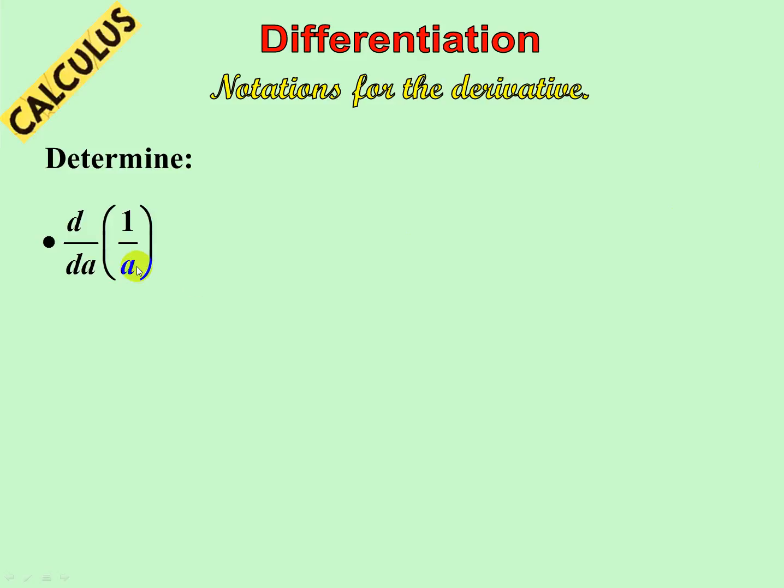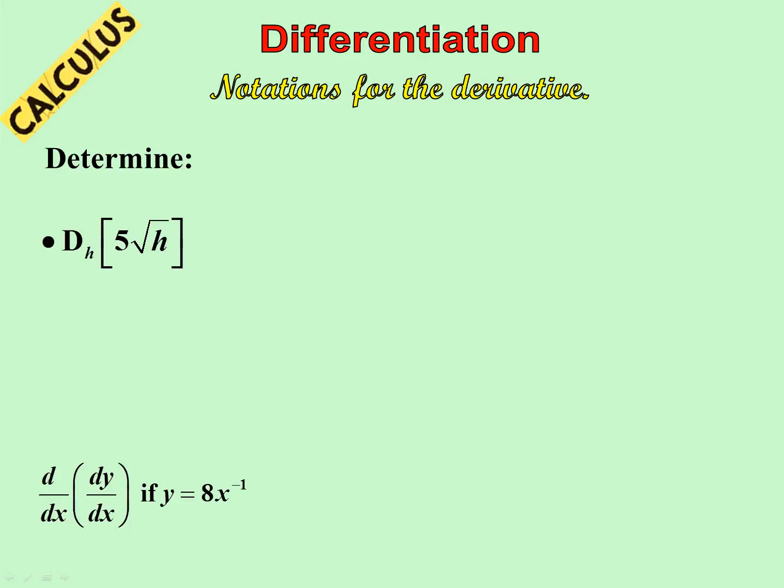d by dA of 1 over A, well, that says differentiate 1 over A with respect to A. Remember, first thing we need to do, A to the minus 1. We haven't differentiated yet. Now we can differentiate: minus A to the minus 2 and write with positive exponents. Five root h, 5h to the half. Now we differentiate it. Write with positive exponents, you could have written h to the half below.